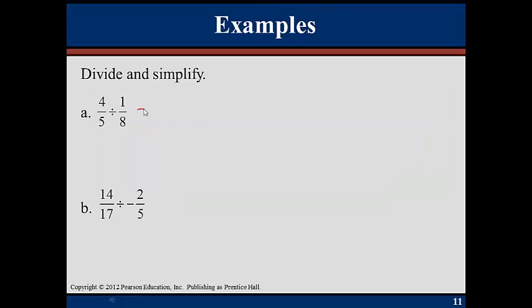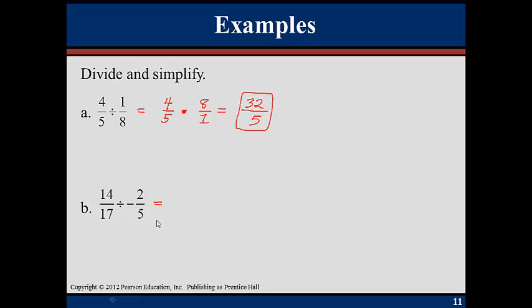Here are some examples. So we have 4 over 5 divided by 1 over 8. We're going to keep the first fraction, so keep the 4 over 5, change it to a multiply, and then flip the second fraction, which is 8 over 1. So 4 times 8 is 32, 5 times 1 is 5, and we have 32/5.